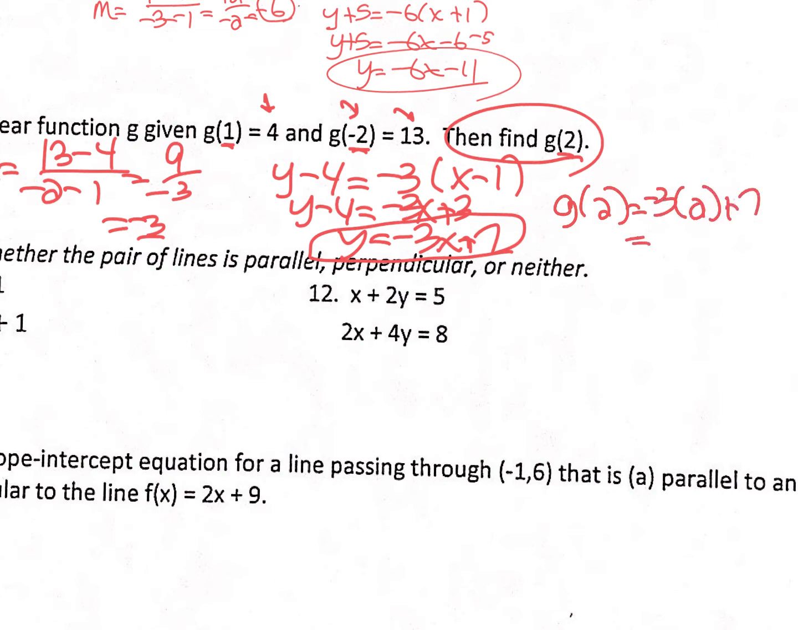Negative 3 times 2 is negative 6, plus 7 is 1, so g of 2 is 1. That's the main answer to that problem.